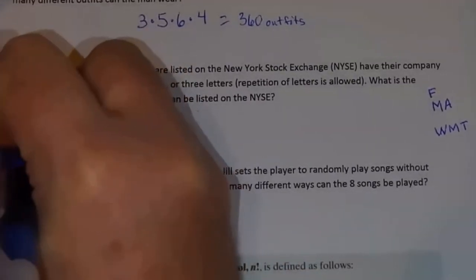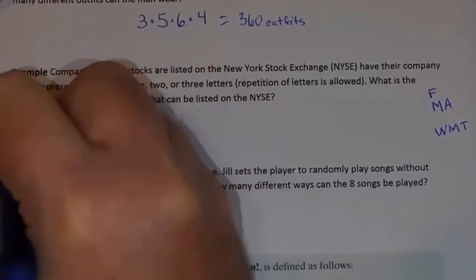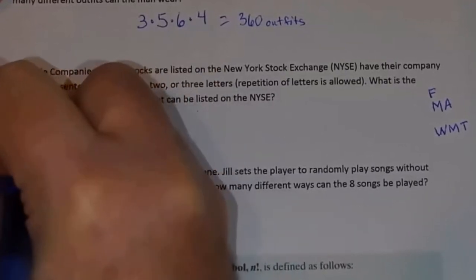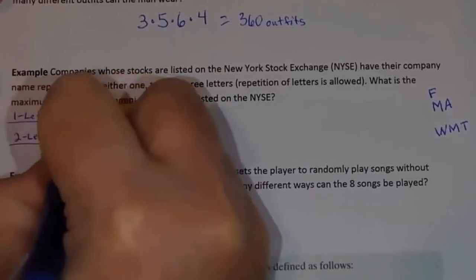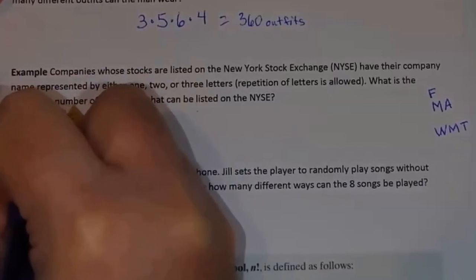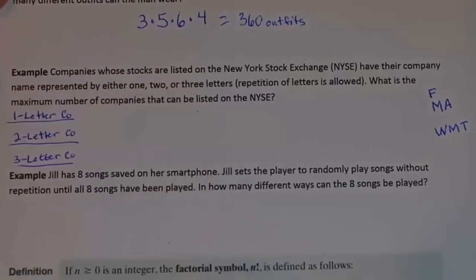So I'm going to think about one-letter companies and how many of those there are. I'm going to think about two-letter companies and how many of those there are. And I'm going to think about three-letter companies and how many of those there are. Now, if the company is going to have its symbol like Ford, one letter, how many different companies could the New York Stock Exchange have with a one-letter symbol?